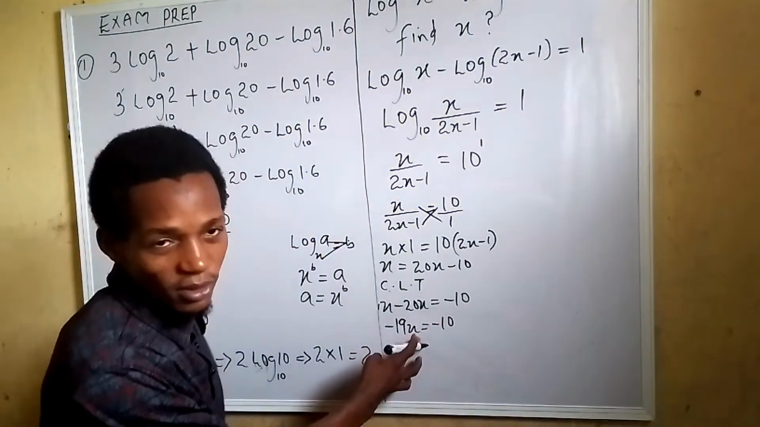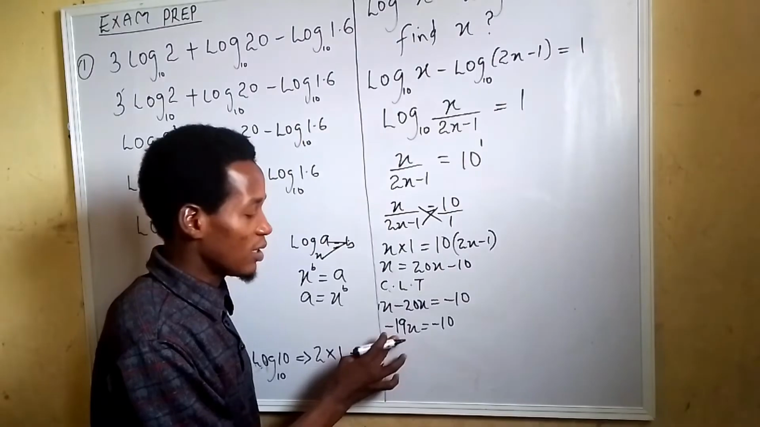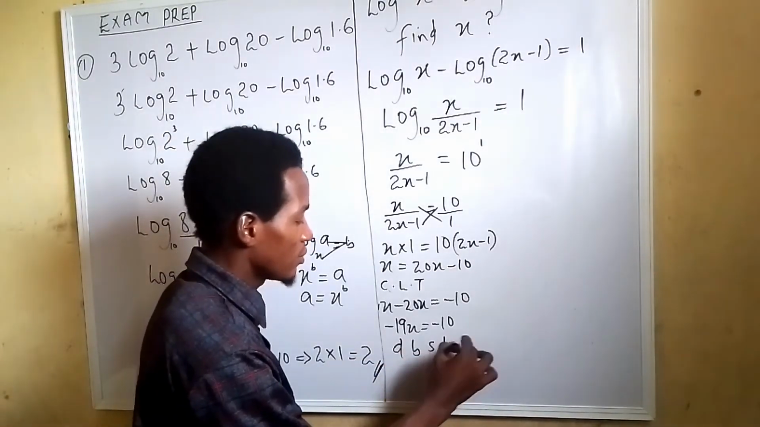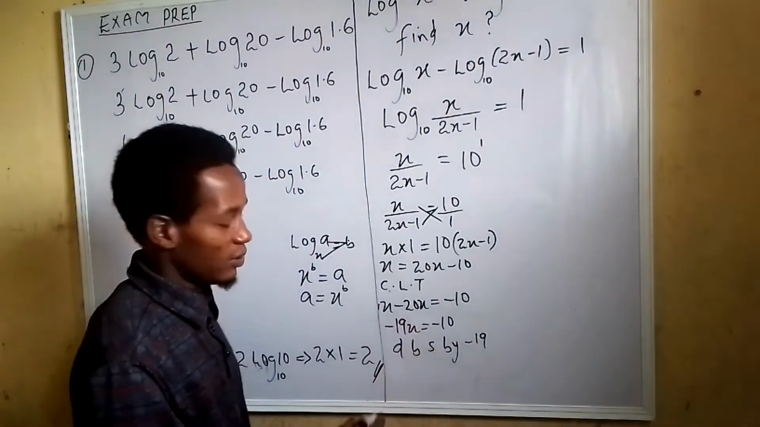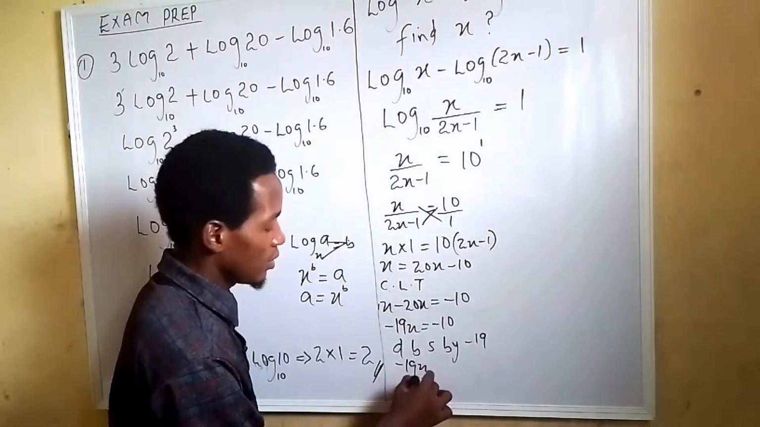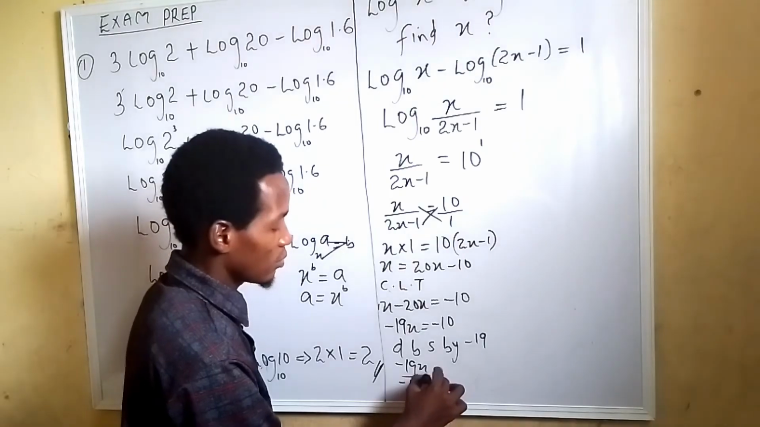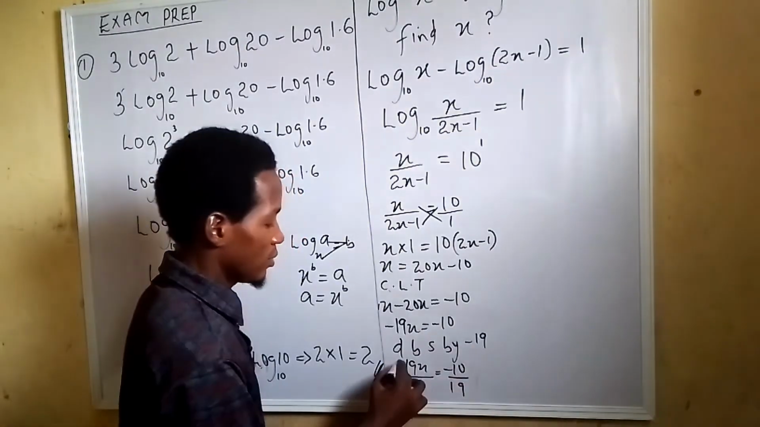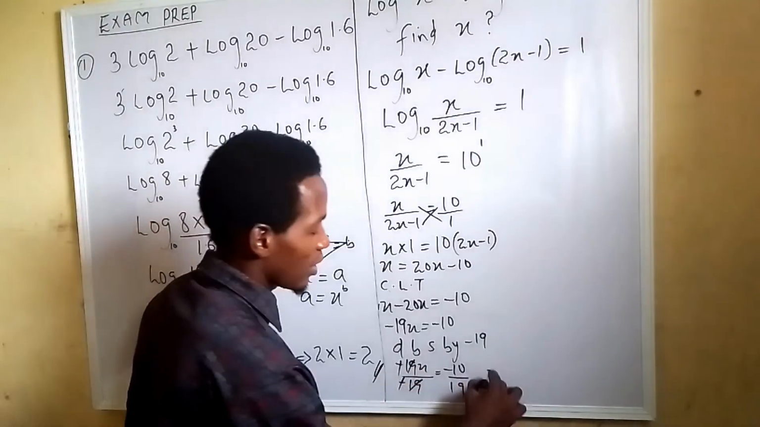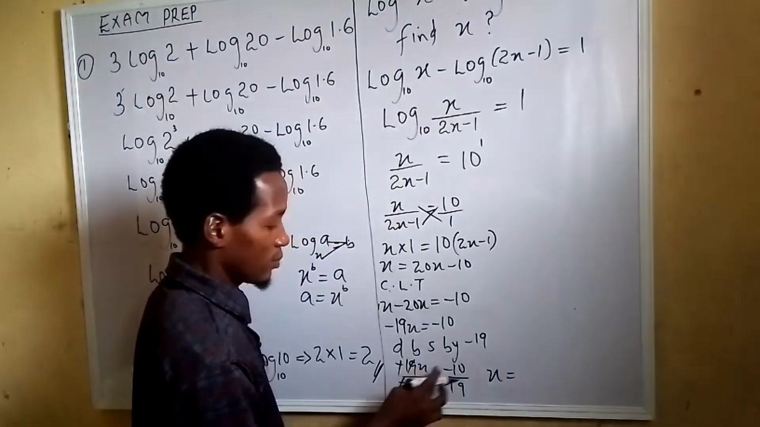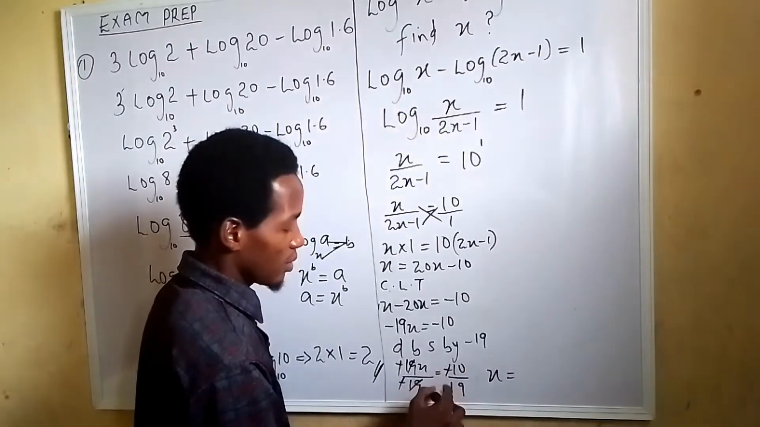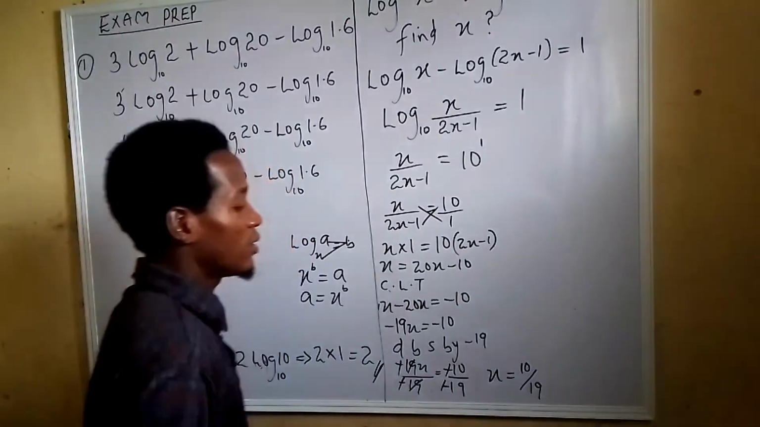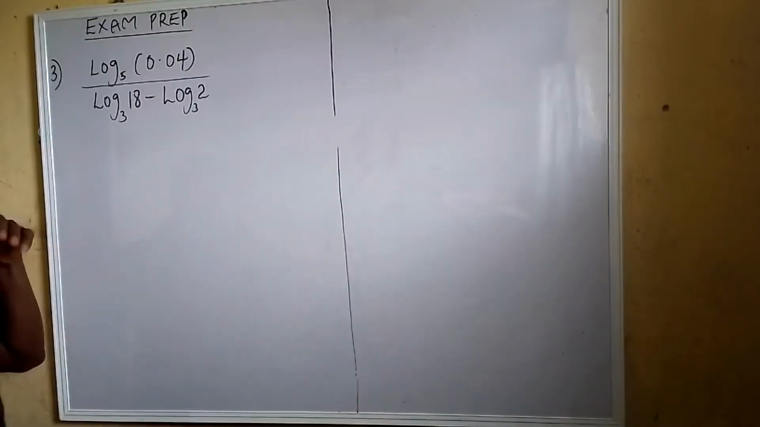To get x, what is disturbing x? Minus 19. So we divide both sides by minus 19. That's minus 19x divided by minus 19 equals minus 10 divided by minus 19. So my x equals, minus cancels minus, 10 over 19.